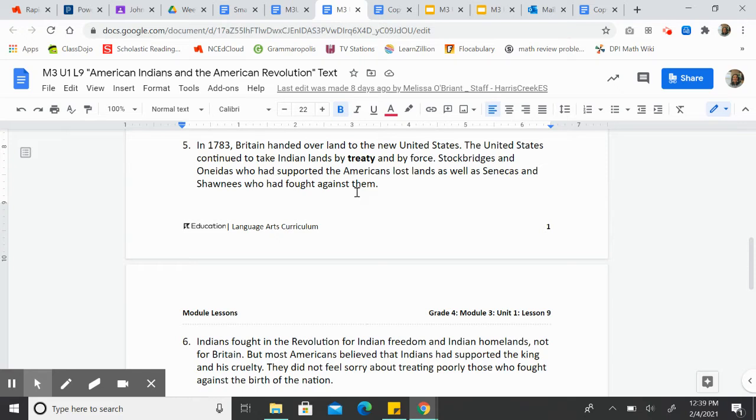Number 5, we're turning to page 40 in your module workbook now. In 1783, Britain handed over land to the new United States. The United States continued to take Indian lands by treaty and by force. Stockbridges and Oneidas, who had supported the Americans, lost lands, as well as the Senecas and Shawnees who had fought against them.